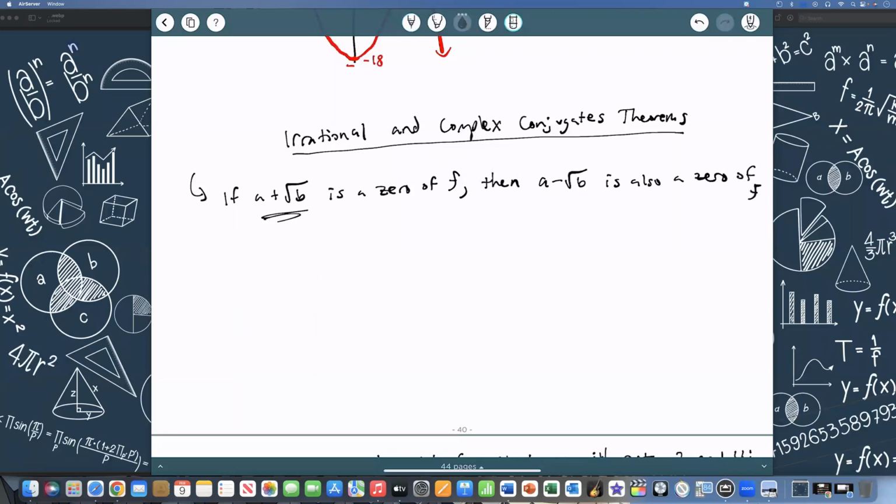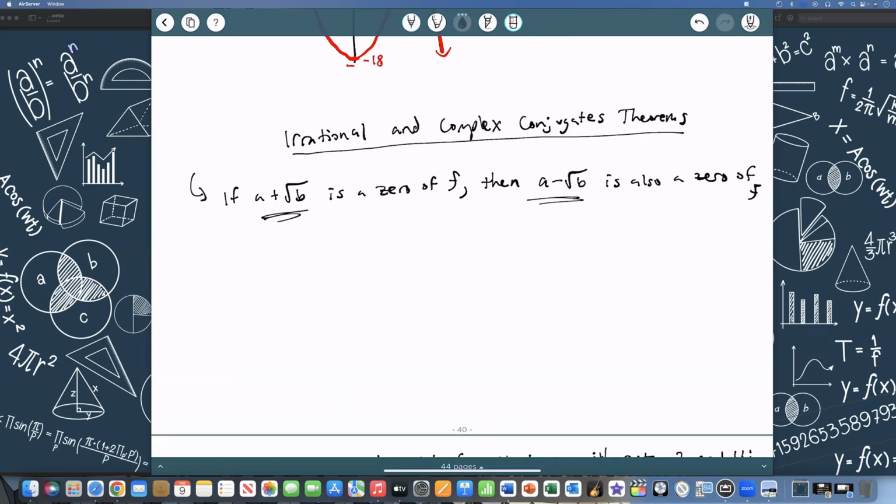So in a problem, if it tells me 5 plus radical 7 is one of the roots, I don't need to be told the other. I just automatically know 5 minus radical 7 is the other root. So these happen in conjugate pairs.